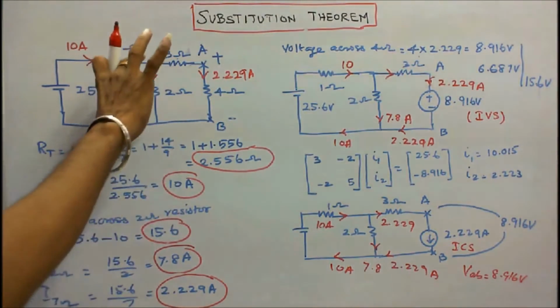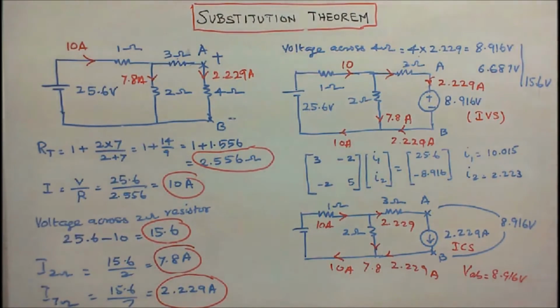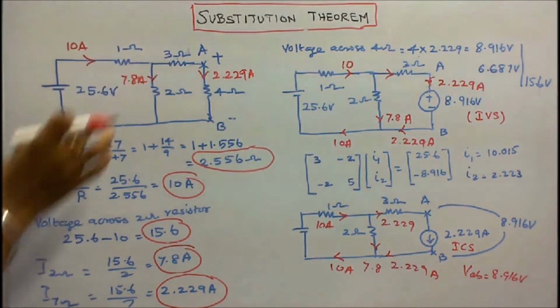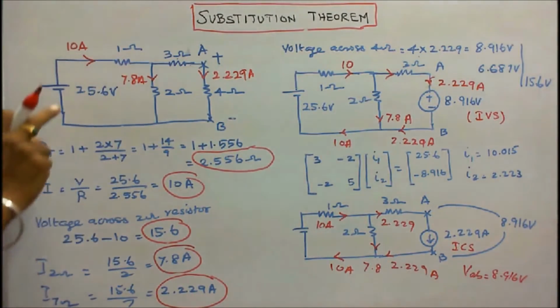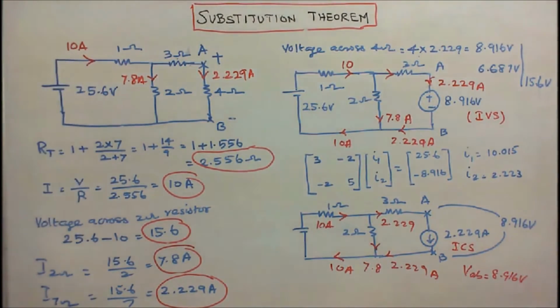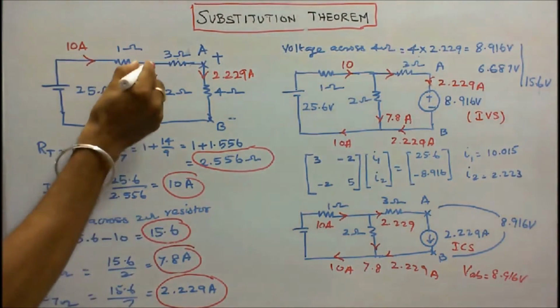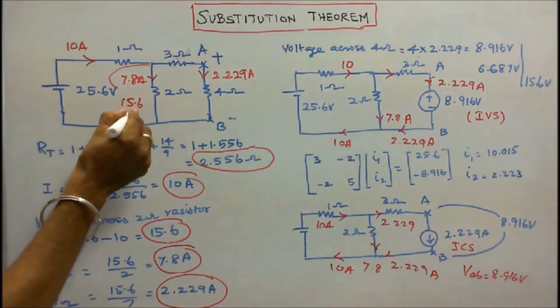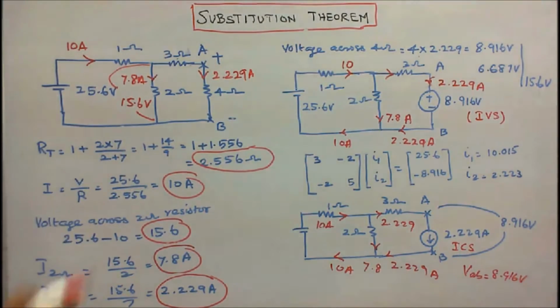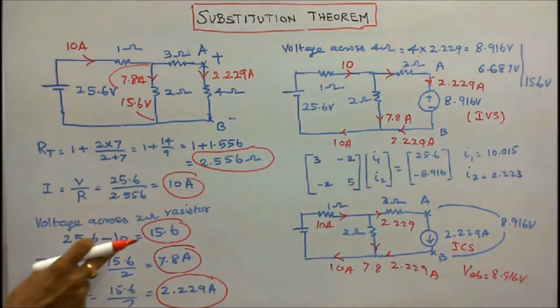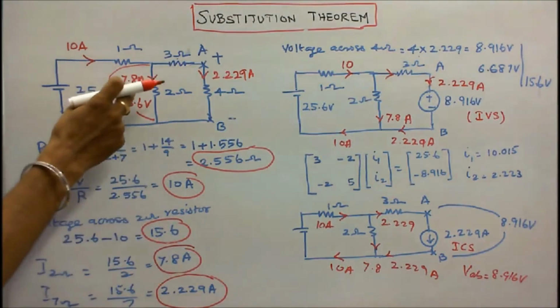Now I can find the voltage across the 2 ohm resistor. The supply voltage is 25.6 and the total current is 10 amps. So 10 into 1 is equal to 10 volts. The voltage drop in the 1 ohm resistor is 10 volts. Therefore, the voltage across the 2 ohm resistor is 25.6 minus 10 volts, that is equal to 15.6 volts. This is the voltage across the 2 ohm resistor. I can find the current flow in the 2 ohm resistor: 15.6 divided by 2 is equal to 7.8 amps.